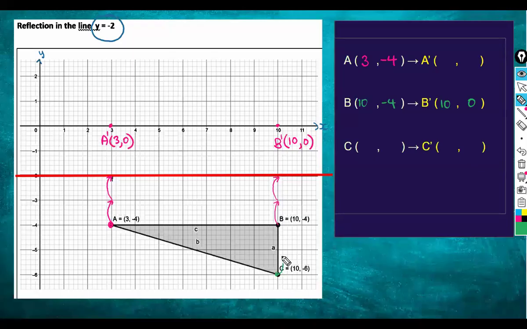C is how much blocks below? 1, 2, 3, 4. It's 4 below the mirror. So that means it should be above the mirror by 4 also. 1, 2, 3, 4. C ends up here. Well, C prime. And his coordinates look like 10, 2. So the original is 10, minus 6. And now he is 10, 2.